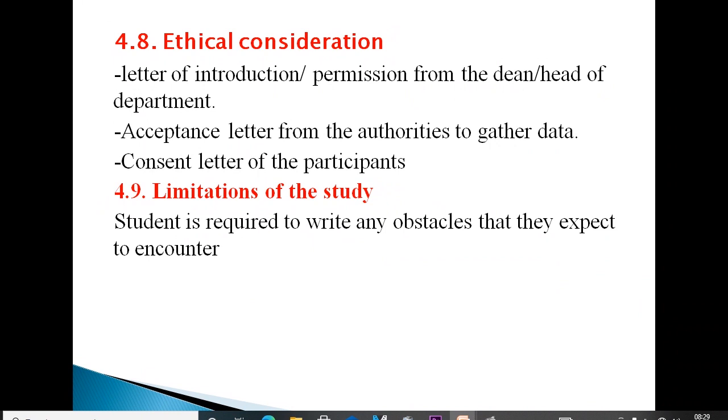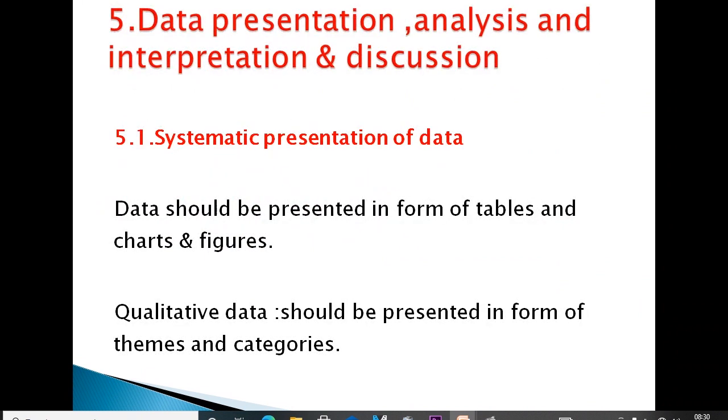Here the student researcher is required to write any obstacles that he expects to encounter in his research. After the research methodology, the researcher must design the questionnaire and start collecting data. After collecting data, he proceeds to what we call data presentation, analysis, interpretation and discussion.